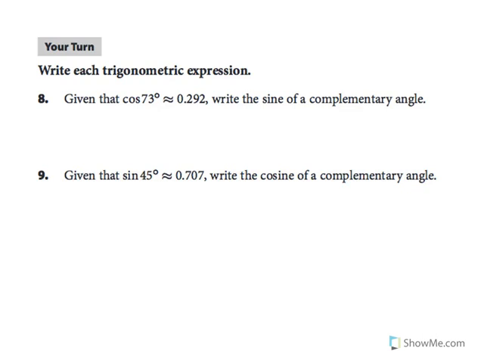Right. So now it's your turn. Given that cosine of 73 degrees equals 0.292, write the sine of the complementary angle. Okay, so work this out. I'll give you 30 seconds and I'll give you the answers.